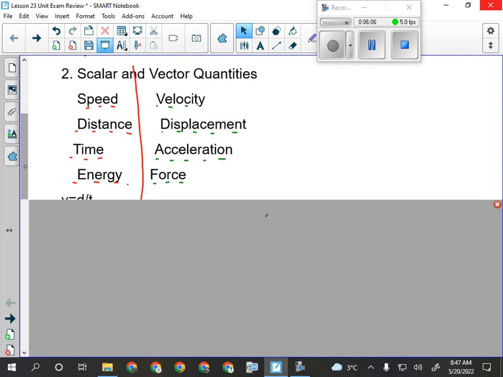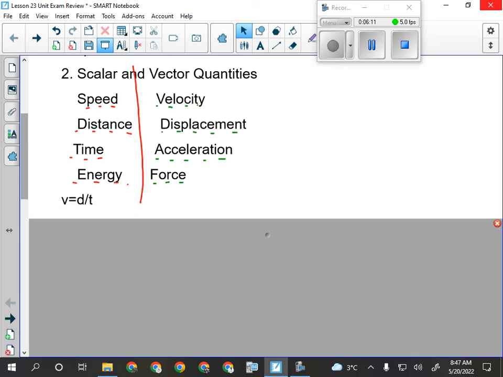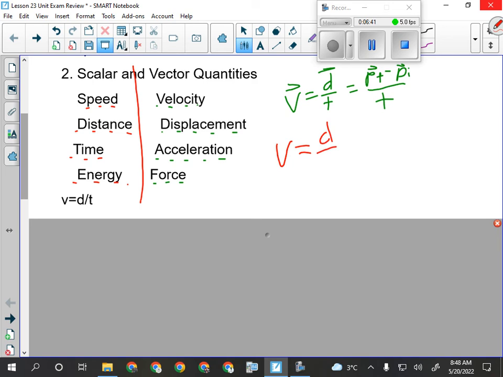The first place we used scalar and vector quantities, or the first formula where it was important, was V equals D over T. Okay? So we have to remember that there's actually two versions of that. This one solves for velocity using displacement divided by time, which is final position minus initial position divided by time. And then the scalar version, speed equals distance divided by time.